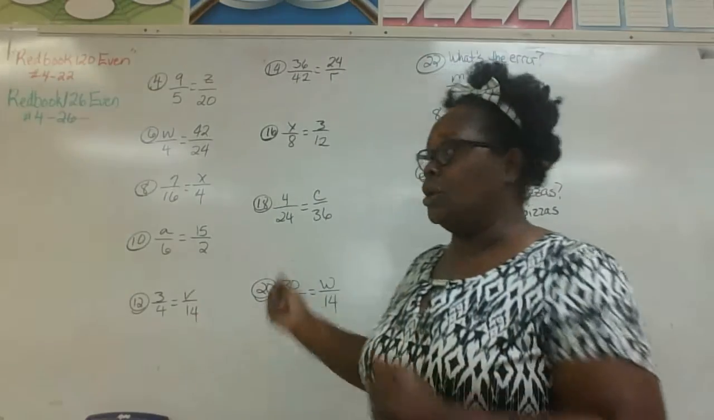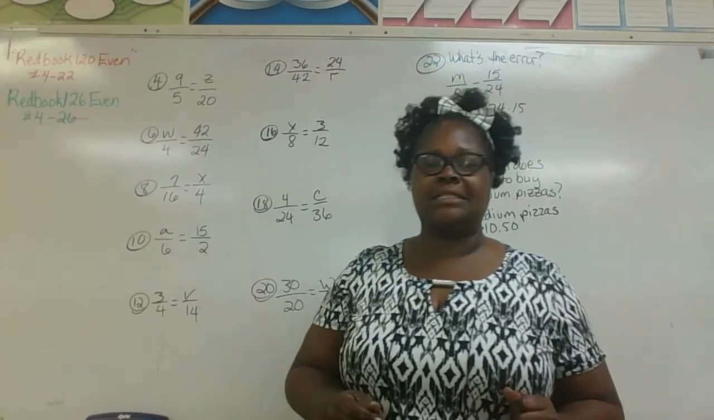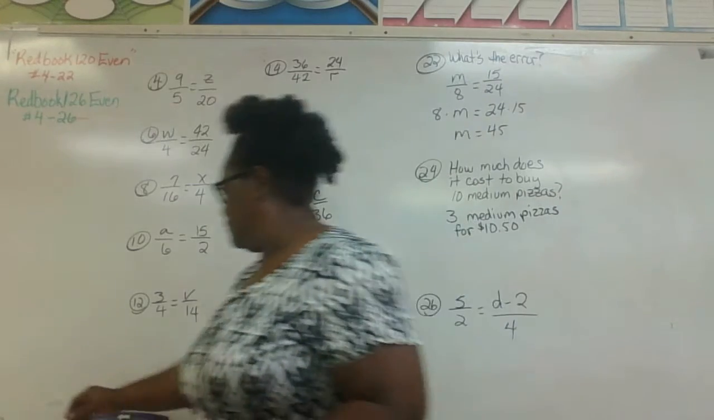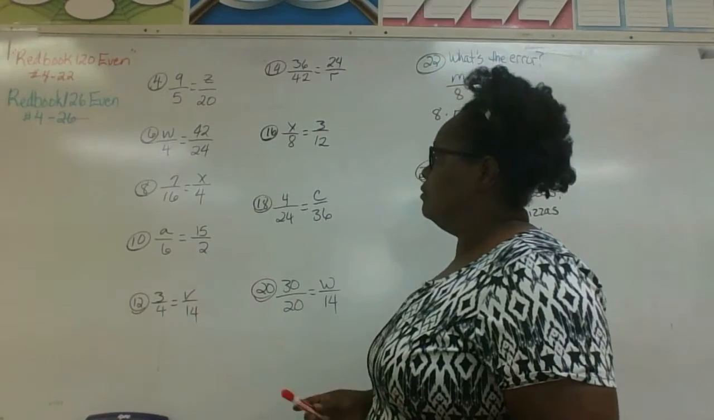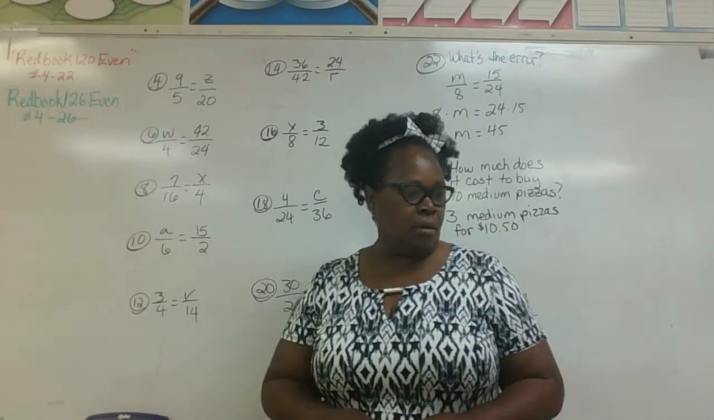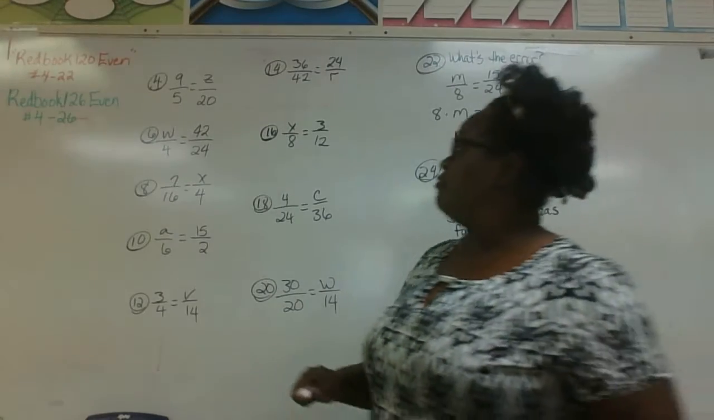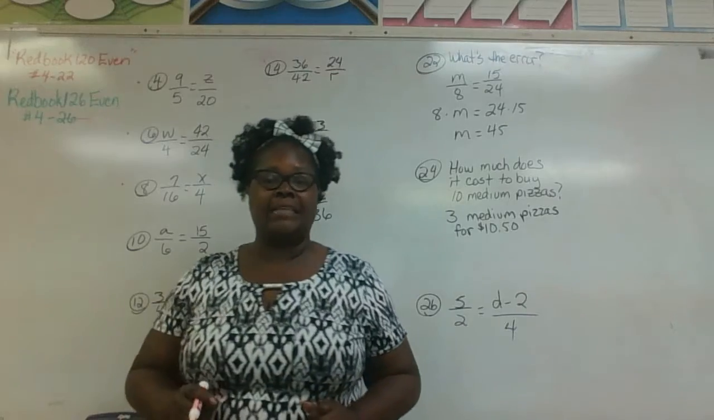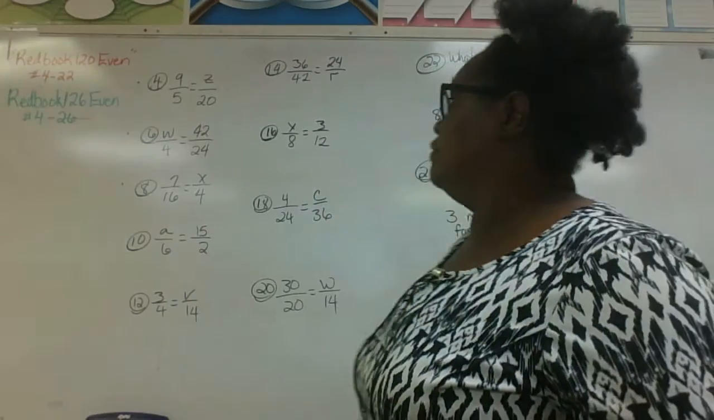So let's get started. We're looking at Redbook, page 126, even numbers 4 to 26. The lesson begins with mental math, numbers 4 through 8: 4, 6, 8. The textbook asks us to use mental math to solve for the variable.